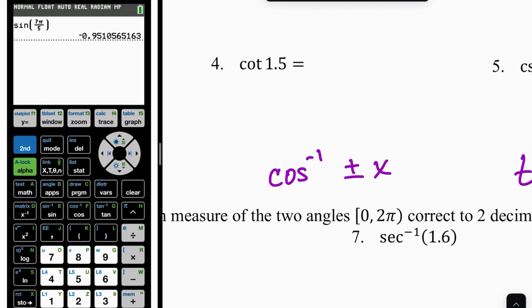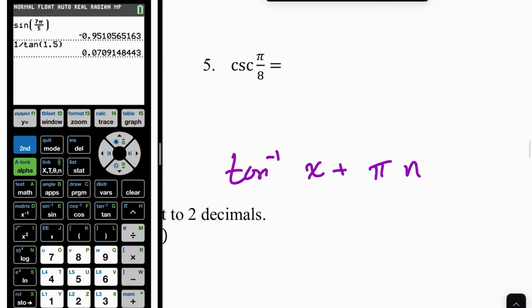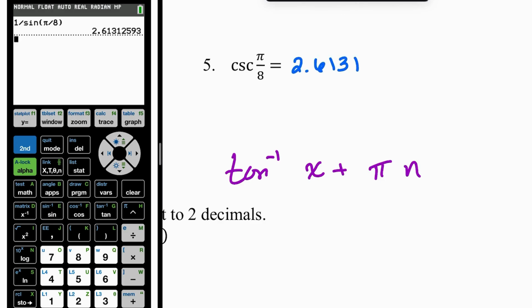Cotangent of 1.5, 1.5 is still an angle measure. It's a radian. So we don't have a cotangent button, so we're going to do 1 over tangent of 1.5, so in radian mode. So we get 0.0709. And then cosecant, again, we don't have a cosecant button, so we're going to do 1 over sine of pi over 8. And again, don't really need a fancy fraction. You could do that for both of those, but you should still get the same answer as 2.6131. Again, make sure that you're putting this in the calculator with me so that you understand how this works.